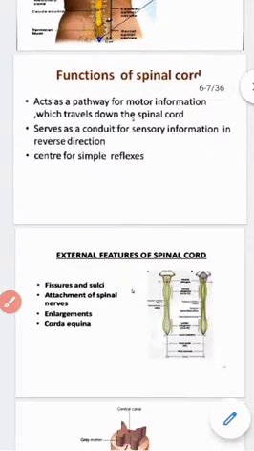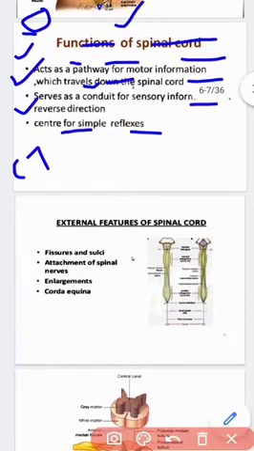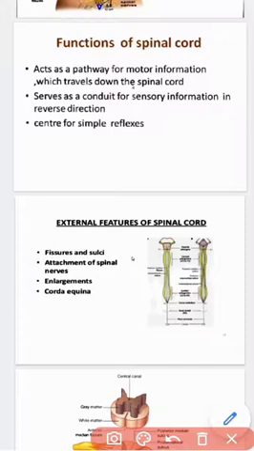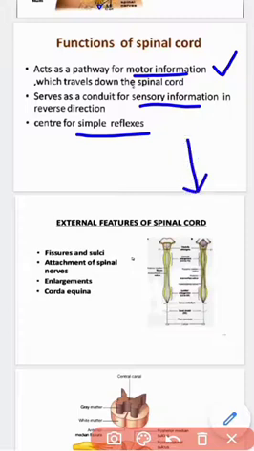Coming to the function of the spinal cord, it acts as a pathway for motor information and sensory information, and as the center of simple reflexes. Motor information travels down the spinal cord, while sensory information travels in the reverse direction, upwards.